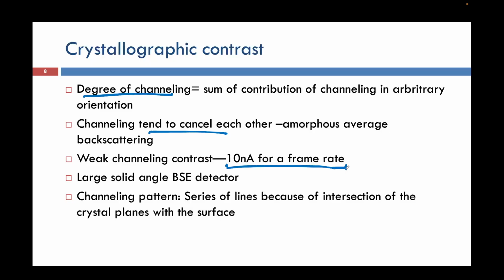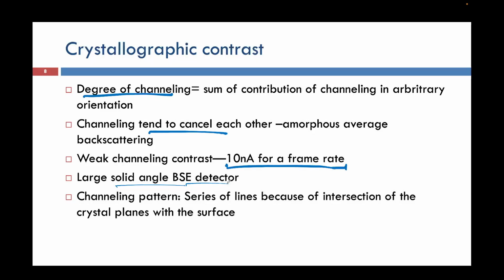And since the backscattered electrons will be going in many directions after scattering, based on their incident Bragg angle, we need a large solid angle BSE detector. This kind of large solid angle BSE detector is generally kept inside the lens, that means through-the-lens detectors are used, so that a large amount of backscattered electrons can be collected even after the scattering.